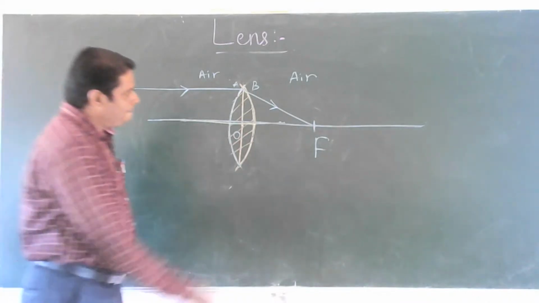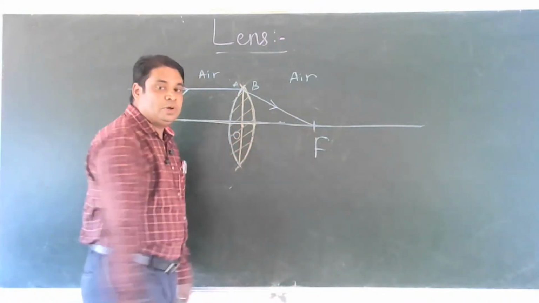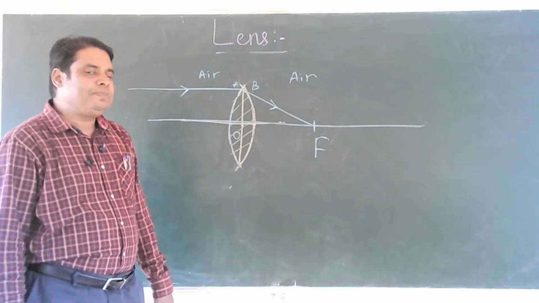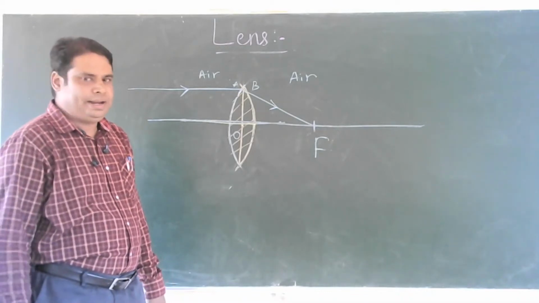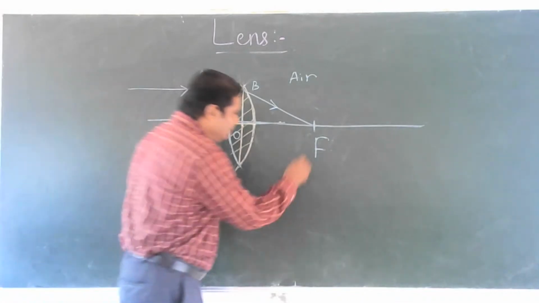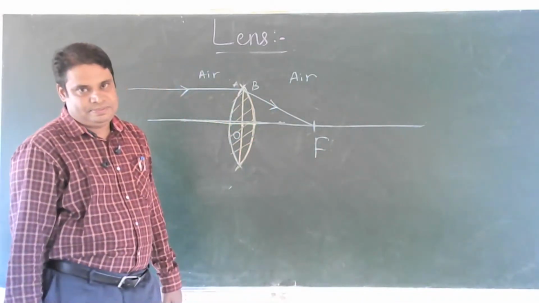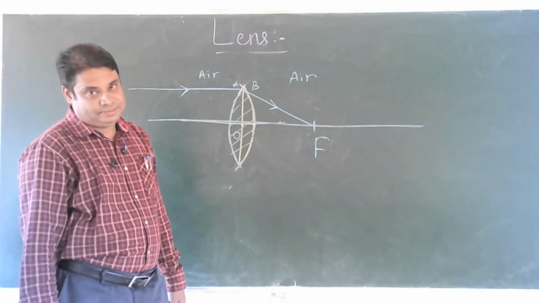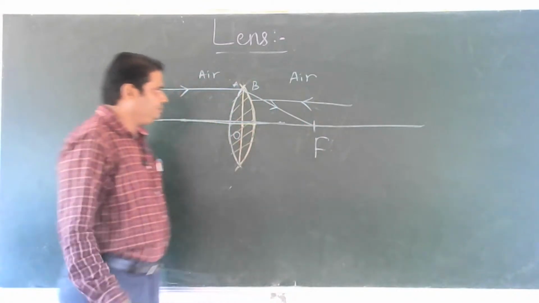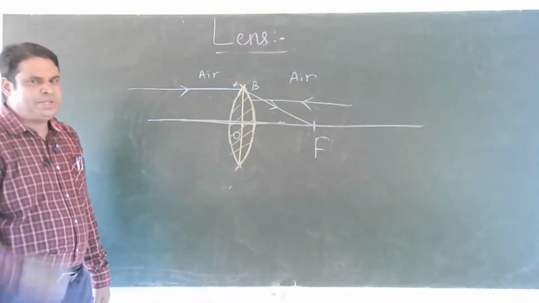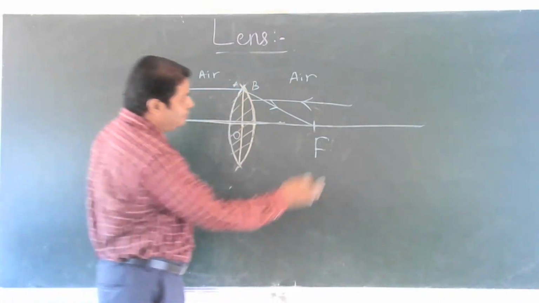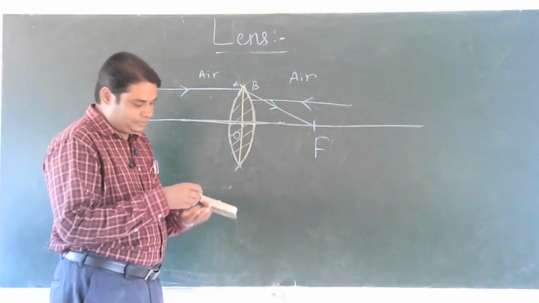After refraction, this refracted ray meets your principal axis at a particular point, as in the case of a concave mirror or any kind of mirror. This is called the principal focus. Suppose that a ray of light is allowed to be incident in this direction. There is no hard and fast rule that the ray must travel in this direction only. A ray can travel in that direction also.